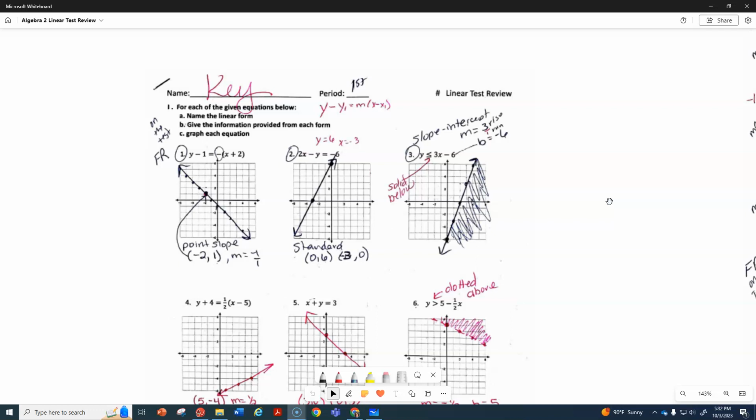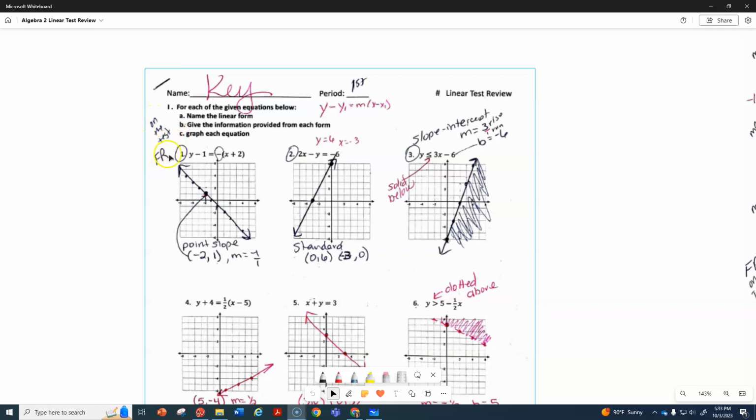So you should be able to, there's three forms. This is in point slope form, this one is in standard form, and this one is in slope intercept form. You should be able to graph all three of those forms. This is on the test. It absolutely is on the test.